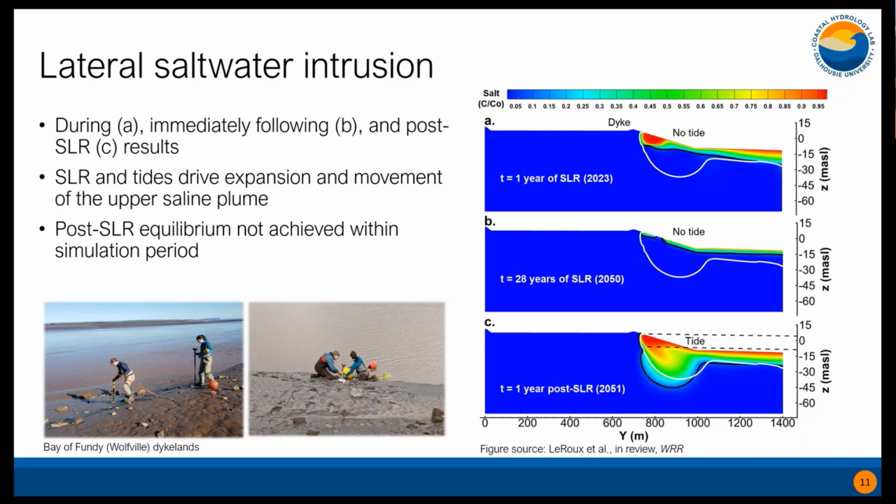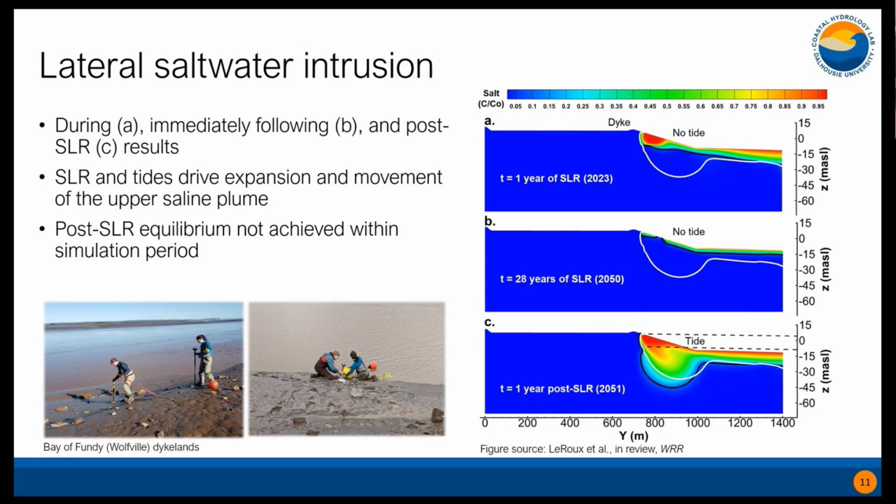Okay, moving into our lateral saltwater intrusion results from sea level rise. So this figure here on the right shows three different snippets in time from these simulations. So just a reminder, for the sea level rise simulation, as the sea level was increasing, we had the tides turned off because it wouldn't have been possible to run 30 years of simulation with the megatidal boundary. And the white contour line shows the outline of the initial condition upper saline plume.